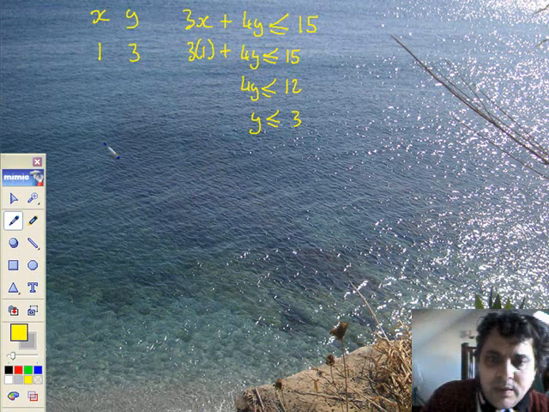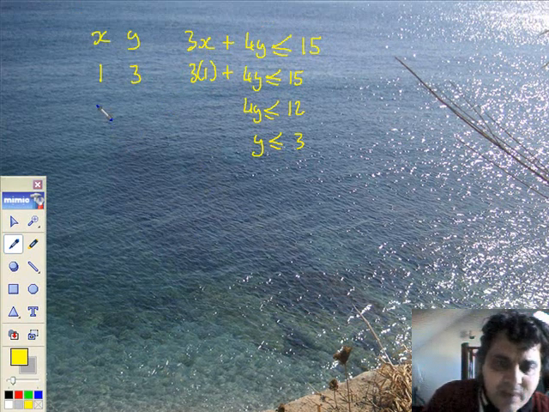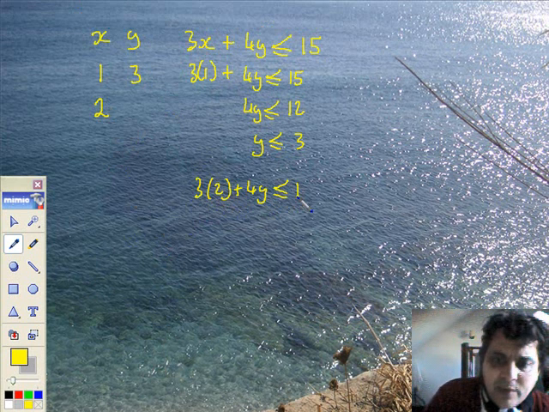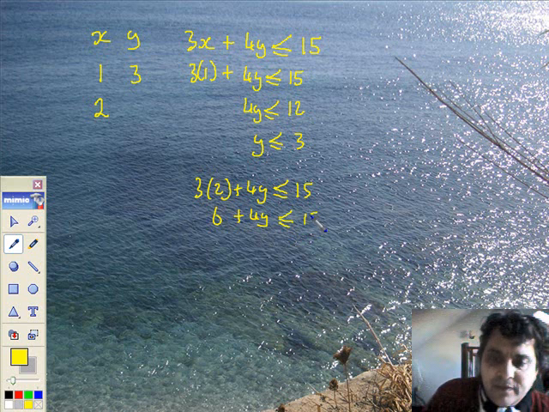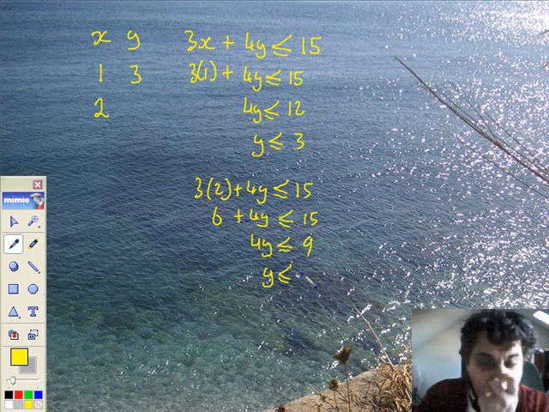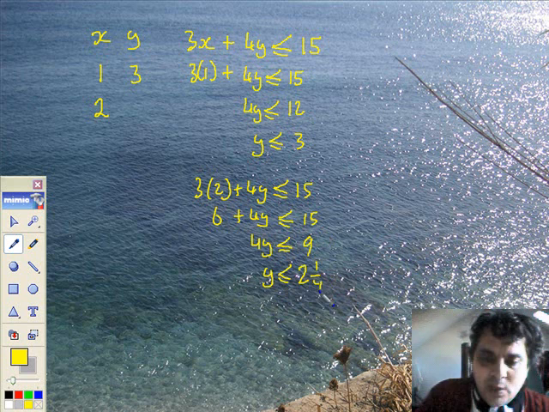I'll now try maybe a 2. So x equals 2. See if that works. I'm just testing it out. So here I go. 3 multiplied by 2 plus 4 lots of y. Got to be less than or equal to 15. 3 2s are 6. So 6 plus 4y less than or equal to 15. Take my 6 over and minus it. 4y has got to be less than or equal to 15 minus 6, which is 9. So y has got to be less than or equal to 9 divided by 4, which is 2 1/4.